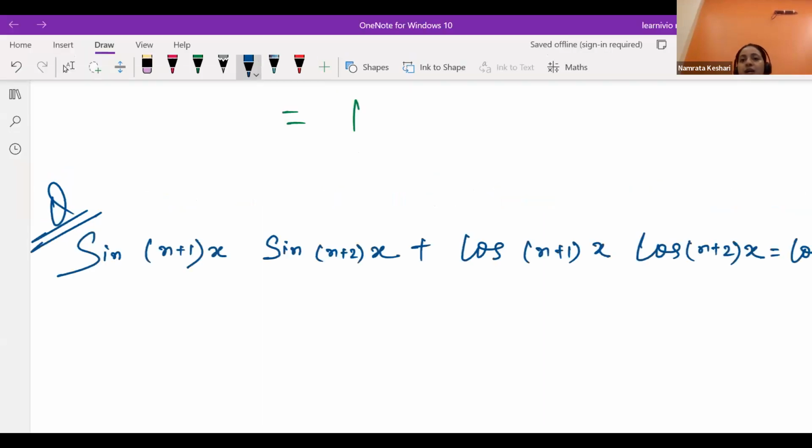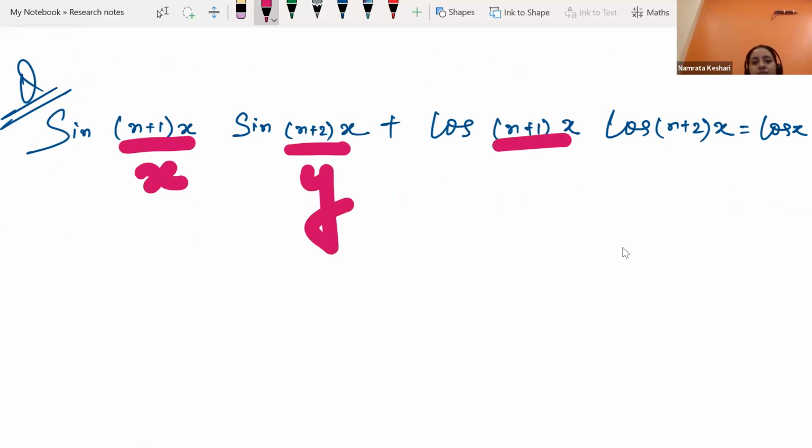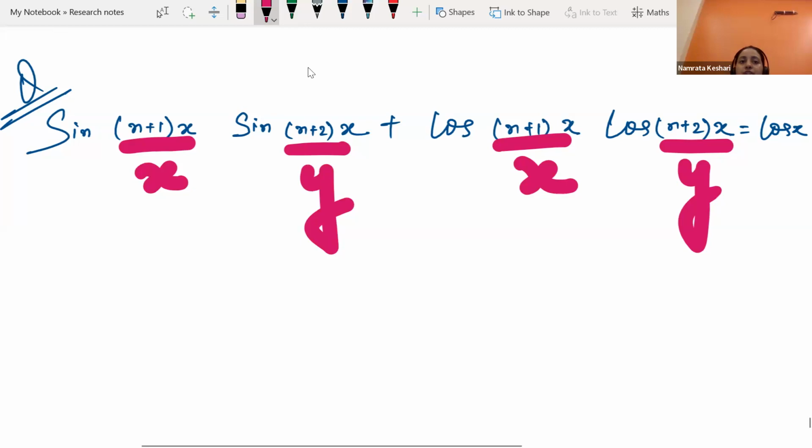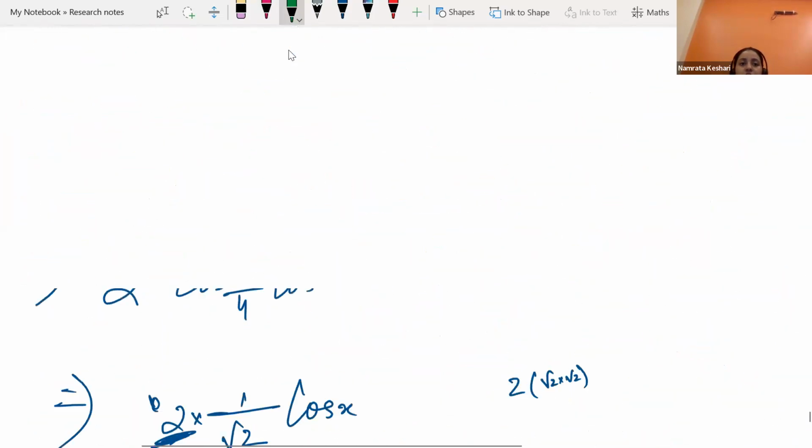Does it look like a formula? Let me show you. Yes, it looks like a formula. See carefully. The formula, when I started the class, you told me one formula: sin x sin y plus cos x cos y. That is the formula for sine of or cos of, which one? Cos. Okay, it's for cos.